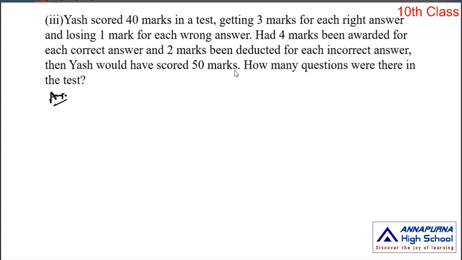That means in that test paper, he has some questions. Out of all the questions, he wrote some right answers and some wrong answers. So here, what are the two unknowns? The number of right answers and the number of wrong answers are the two unknowns. But at the end of the question, what do we need? How many questions were there in the test?